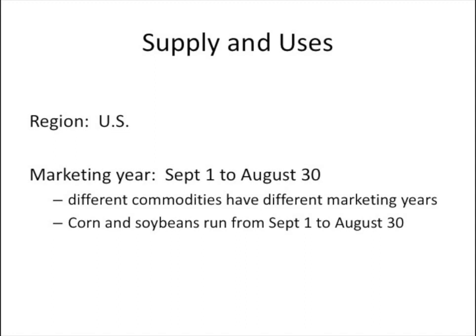Again, different commodities will have different marketing years, and they select those to make sense with the harvesting period. The harvesting period typically occurs pretty close to the beginning of the period, and then you look at use of that through the remainder of the year. Corn and soybeans run from September 1 to August 30th. Wheat, for example, would have a different marketing year, and again, other commodities would have different marketing years.